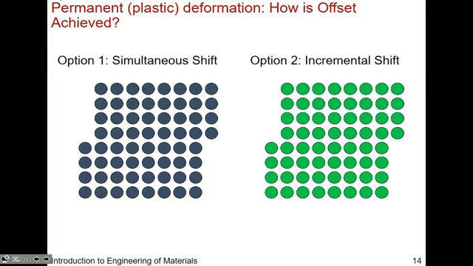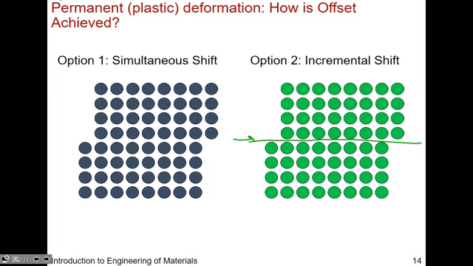The option one, in terms of what happens when you're applying a load, you're in tension, so you're stretching your material. It's difficult to cause a simultaneous shift because that means you're breaking a lot of bonds simultaneously. That's extremely energetically consuming. So what typically happens is there's an incremental shift that you see in the cartoon with the green atom. So one plane moves and then it shifts over and it keeps on moving. So we call this the slip plane.